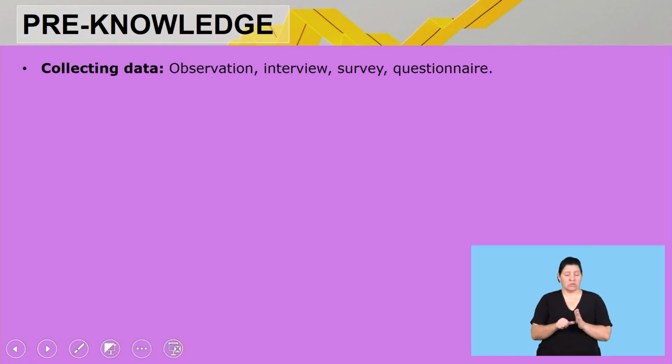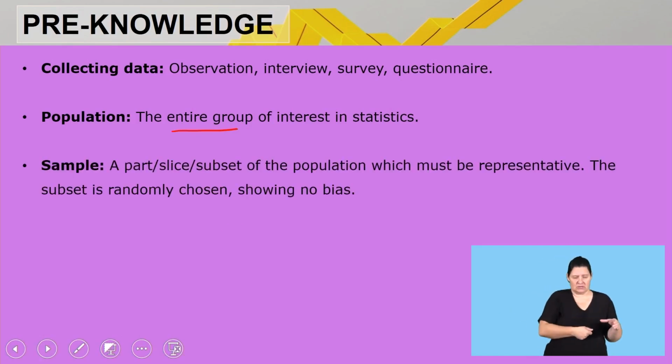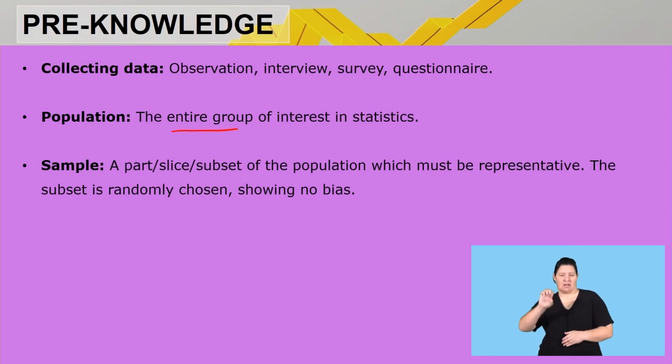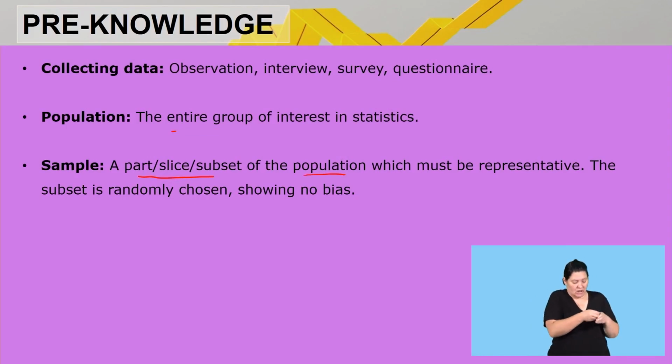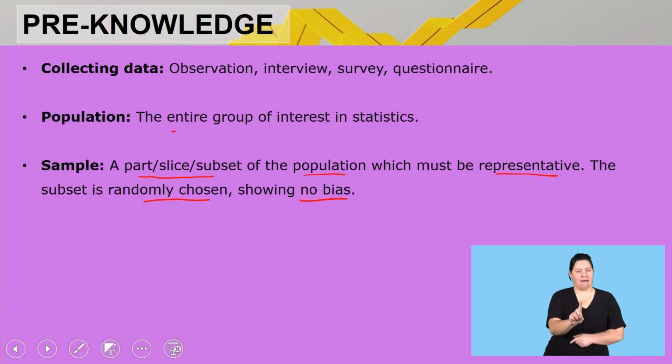What else is important? We will look at population. So what is a population? We are saying here it's the entire group of interest in statistics. Thereafter, we work with a sample. So what is a sample? A sample is a part or slice or a subset of the population, and it must be representative. Very important, right? Okay, and it must be randomly chosen, and it must be showing no bias. So that is with regards to a sample.